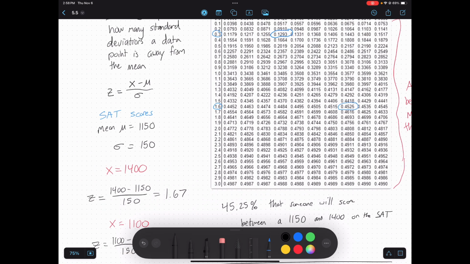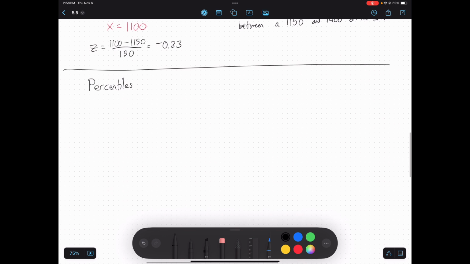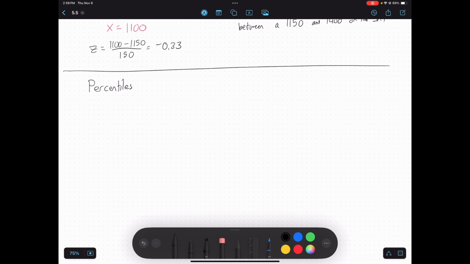So the last thing we need to talk about in 5.5 is percentiles. And what is a percentile? Well, percentiles represent another way to describe normally distributed data. So if you have your normal probability density curve, your bell curve, what a percentile does is it kind of does the opposite of what we just barely did.